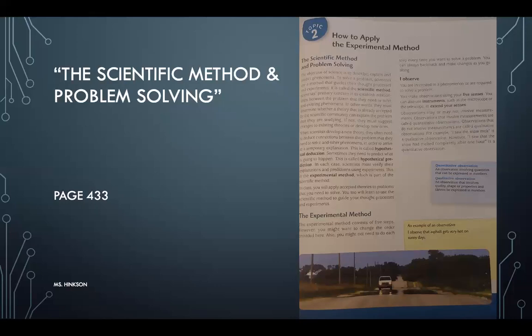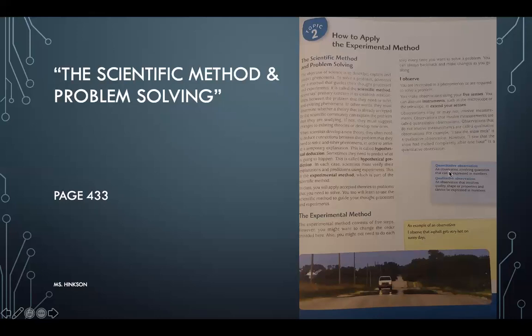Observations that involve measurements are called quantitative observations. Observations that do not involve measurements are called qualitative observations. For example, I saw the snow melt is a qualitative observation. However, I saw the snow had melted completely after 1 hour is a quantitative observation. So if we go down here to the box, it is just giving you the definitions of quantitative observation and qualitative observation again.